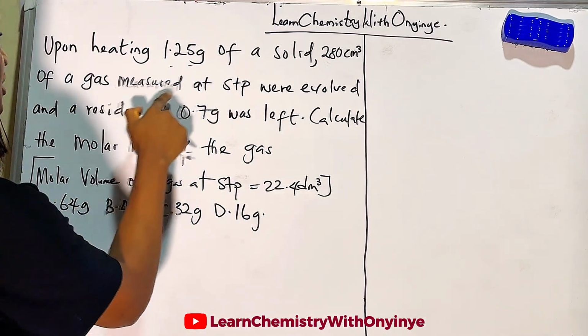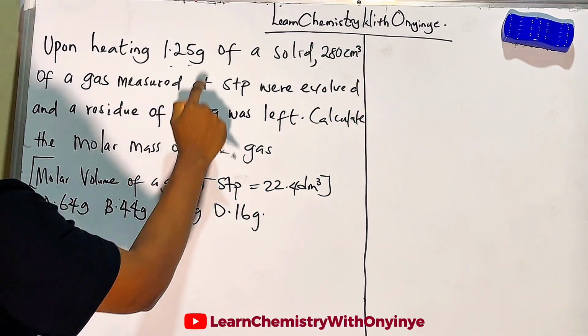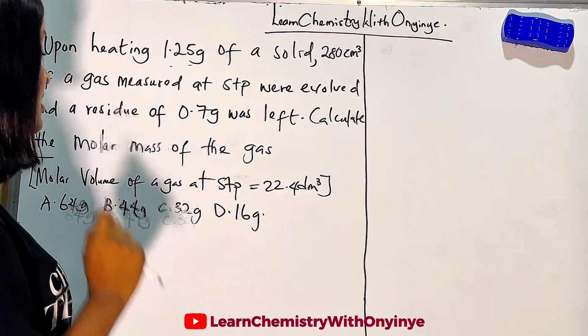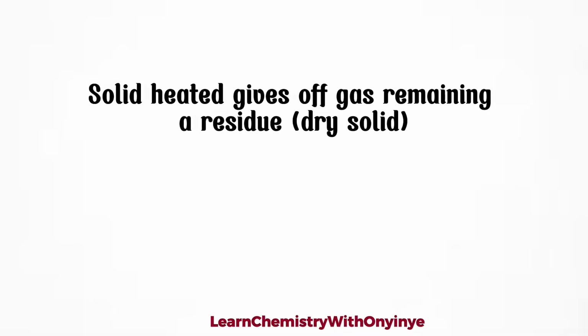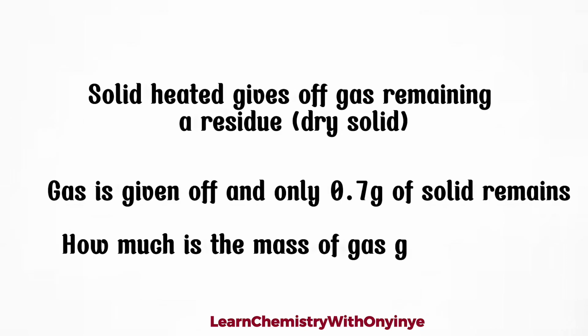So 280 cm cube of a gas measured at STP were evolved, and a residue of 0.7 gram was left. So in this question, it means that the solid was taken and heated, and while the heating was going on, the gas in that solid was evolved. And by the time this happened, only 0.7 gram of solid was remaining, meaning that the amount that was lost is the amount of gas that was present in the solid.